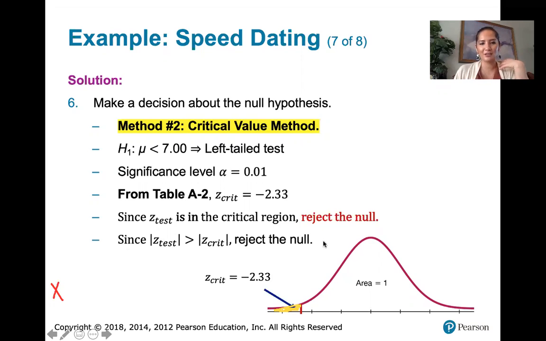Or alternatively, you can look at it this way. You can take the absolute value of that negative 21.904, get positive 21.904, and that's going to be greater than the absolute value of the critical value of z. The absolute value of negative 2.33 is 2.33. All that inequality is saying is that the test statistic is farther out in the tails than the critical value is. So that means we will reject the null hypothesis.